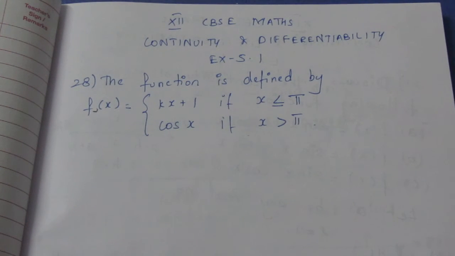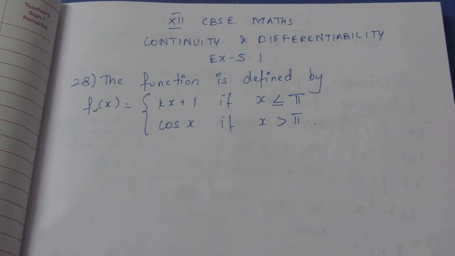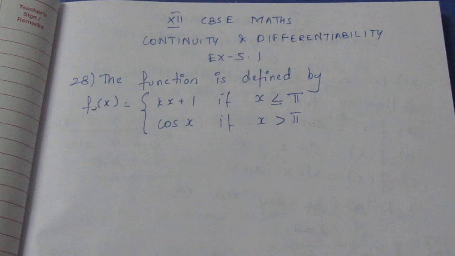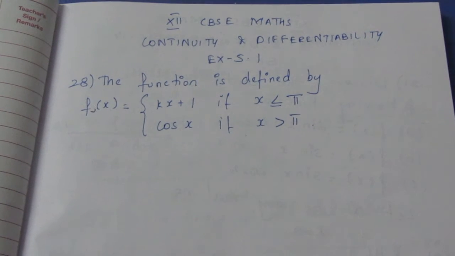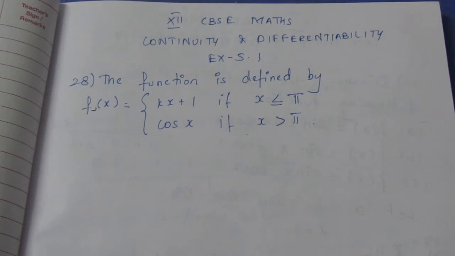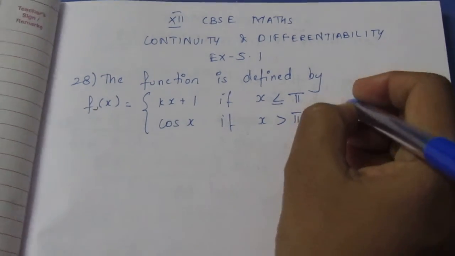Today we are going to see 12 CBSE Maths Continuity and Differentiability, Exercise 5.1 question number 28. Let's see the question. The function is defined by f of x is equal to kx plus 1 if x is less than or equal to pi, and it is cos x if x is greater than pi. They also given that it is continuous at x is equal to pi. They asked us to find the value of k.